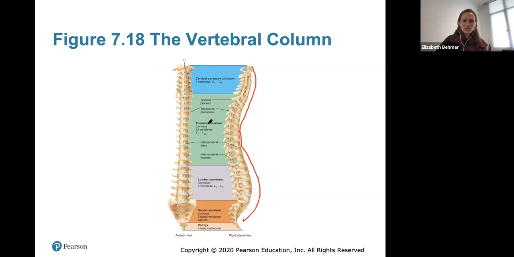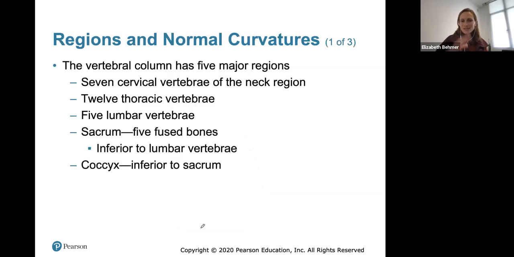The thoracic curvature is made up of 12 thoracic vertebra. The lumbar curvature is made up of 5 lumbar vertebra. You have the sacral curvature and then the coccyx. The vertebral column has these 5 major regions, which are shown in the previous pages. An easy way to remember how many vertebrae are in each region is you eat breakfast at 7, lunch at 12, and dinner at 5, or supper at 5. So that's how many vertebrae make up each section of the vertebral column.